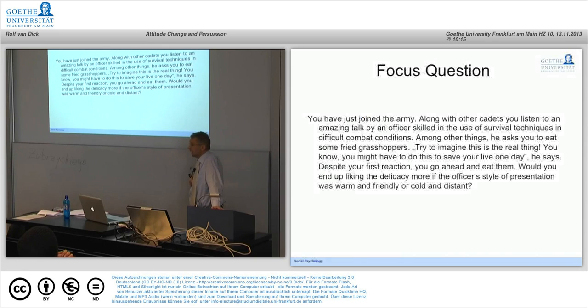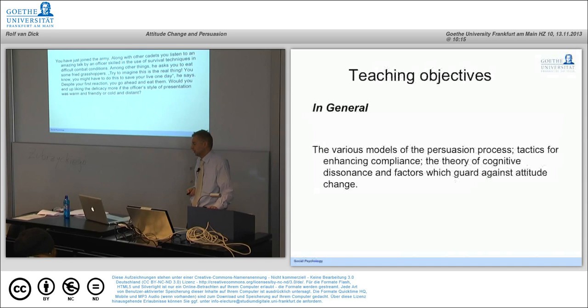Despite your first reaction, you go ahead and eat them. Would you end up liking this delicacy more if the officer's style of presentation was warm and friendly, or if his style of presentation was more cold and distant? So imagine you have just eaten a grasshopper, and then I would come along with a questionnaire and ask you how much you liked these grasshoppers. Do you think you report liking them more when the officer was cold and distant? How many think this is true? How many think you would like them more if the officer was warm and friendly? That's a slight majority. Okay, thank you. I will go back to this when we talk about dissonance later on.